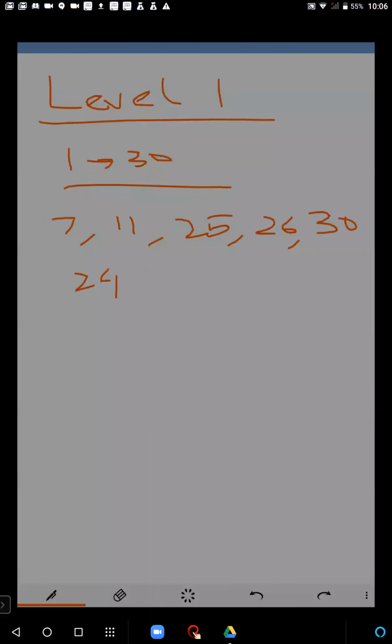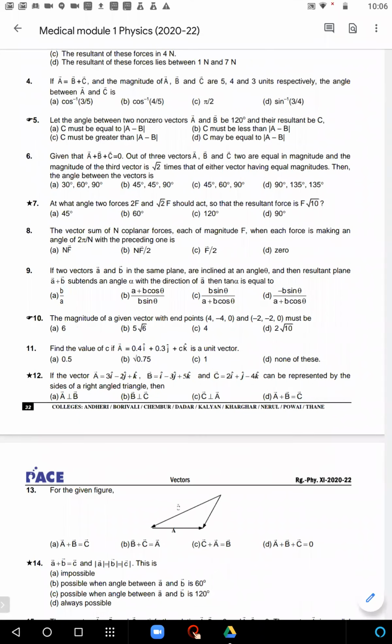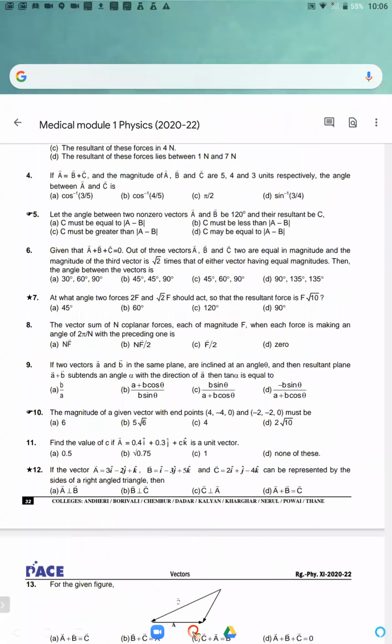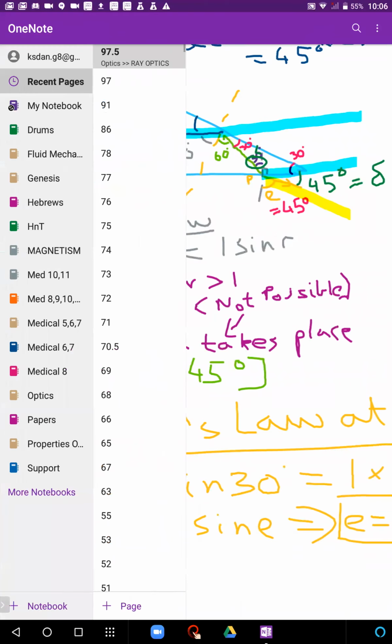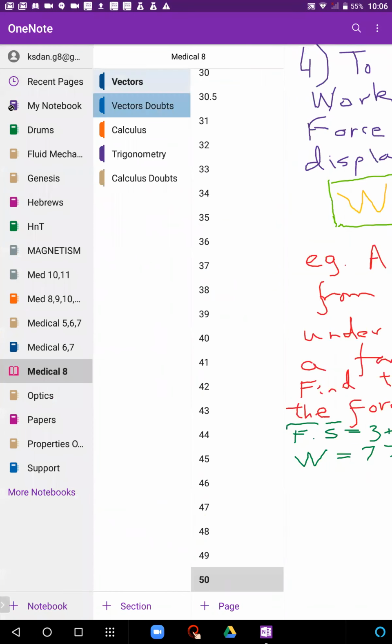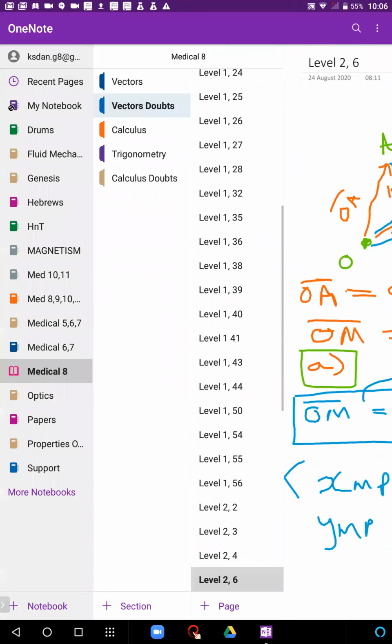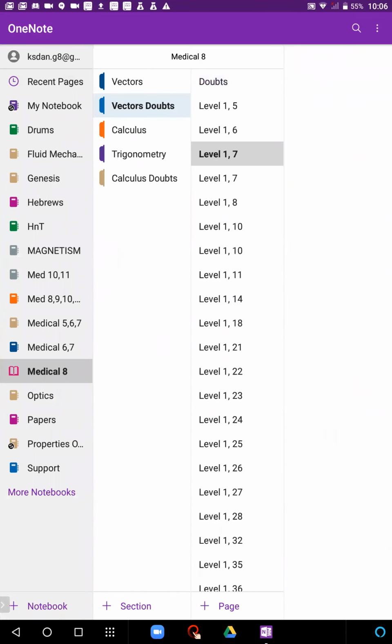So let's see. Question number 7. At what angle should two forces 2f and root 2f act so that the resultant is f root 10? Okay, so at what angle should these forces act so that the resultant is f root 10? All right, let's see that.